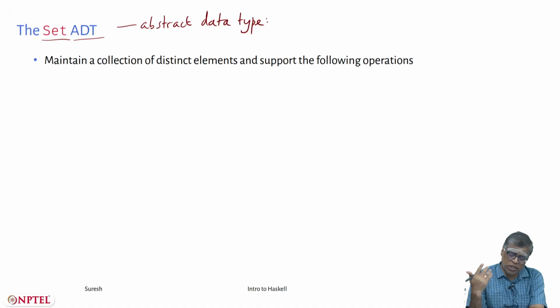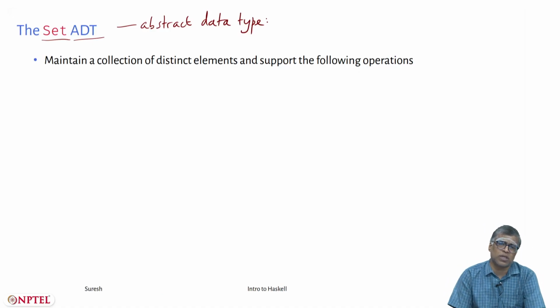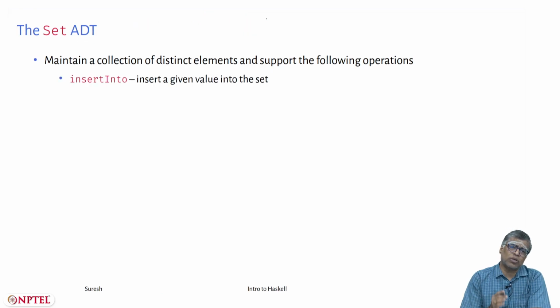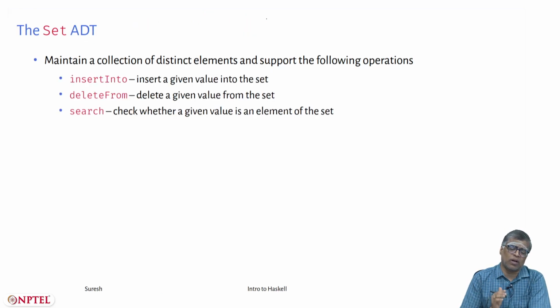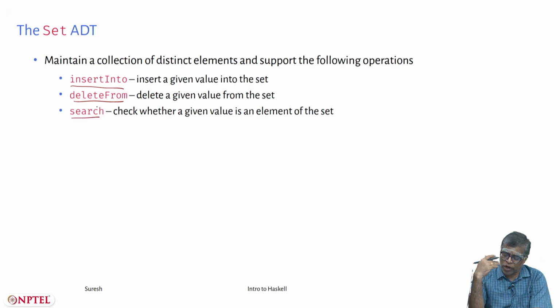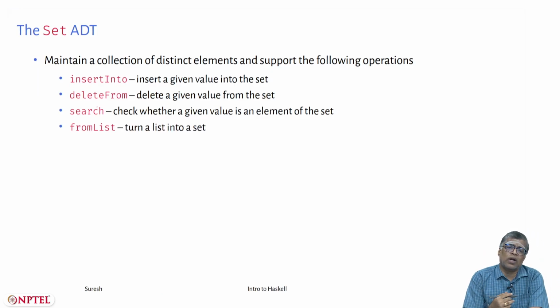What are the kinds of set or dictionary? There are various collection data types which are implemented using smart strategies, using trees, heaps and so on. But to a user, they are just sets. You can add elements to a set, remove an element from a set, and search for the presence of an element in a set. So the set ADT, to begin with, will support these operations: insert into a set, delete from a set, and search for an element in a set. You might also have auxiliary functions like fromList, which are utility functions that turn a list into a set.